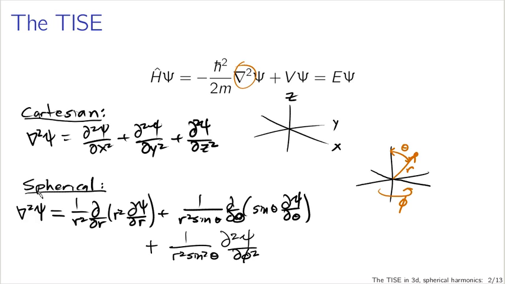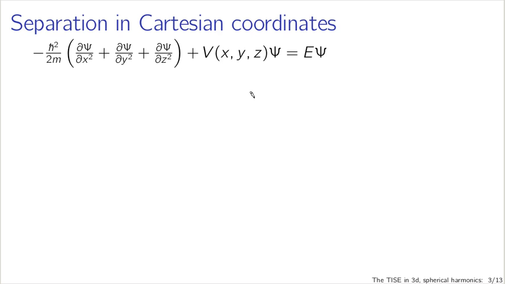Substituting in either of these expressions for the Laplacian in whatever coordinate system you want to work in will give you a concrete partial differential equation that you can think about solving. So first of all, let's consider what this equation would look like in Cartesian coordinates. Here's what you get when you substitute the Laplacian, with neater handwriting, into the time-independent Schrödinger equation in Cartesian coordinates.